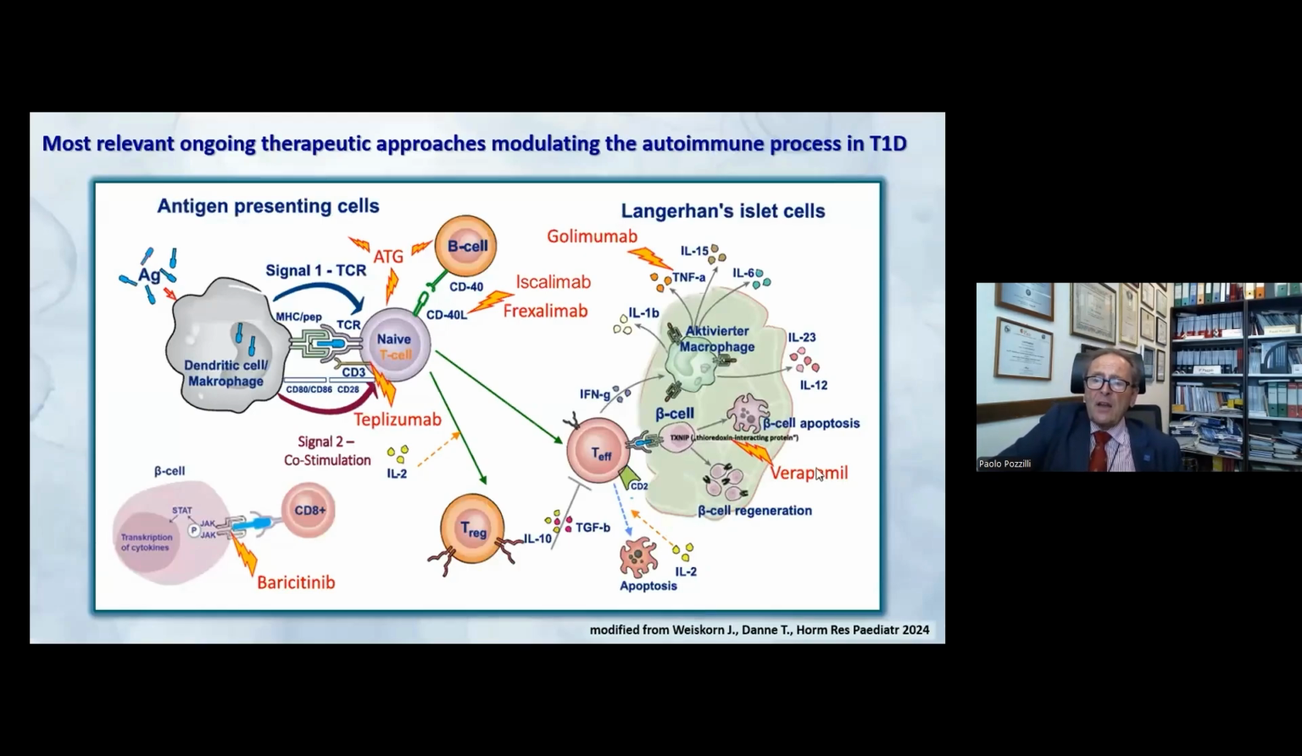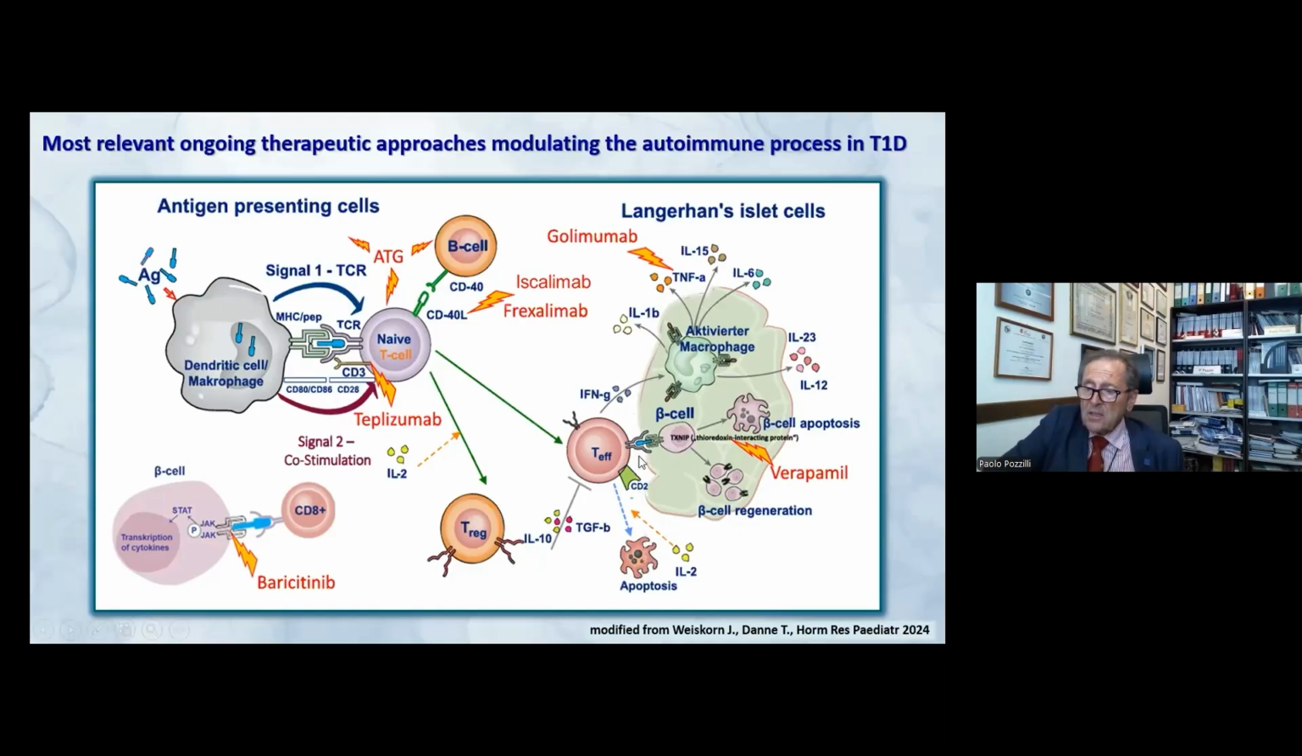Now, this is a summary of the most relevant ongoing therapeutic approaches modulating the autoimmune process in type 1 diabetes. As you can see, these are the antigen-presenting cells, and you can see how many T cells are involved here that could be tackled by the drug you want to give. And these are the targets, the islet cells of Langerhans. The beta cells have been infiltrated by macrophages and lymphocytes. Then you can intervene at different levels by reducing TNF-alpha, by having an effect on IL-6, IL-23, and IL-12. And you can try to block the effect of T effector cells.